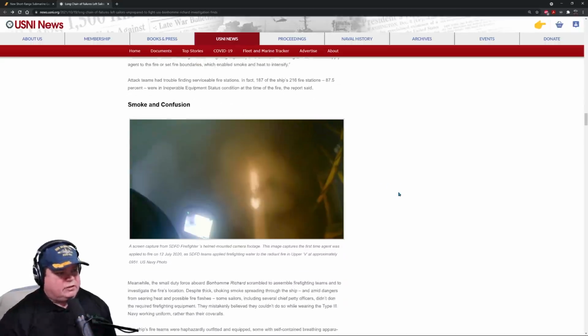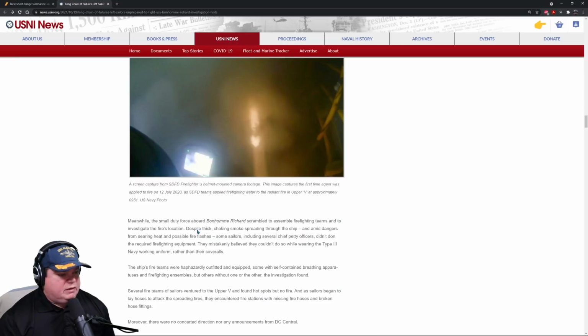Attack teams have trouble finding services, firefighting stations. In fact, 187 of the ship's 216 fire stations, 87.5%, were in inoperable equipment status condition at the time of the fire. Part of that was sabotage, but that's still a lot of fire stations down. Smoke and confusion. Meanwhile, the small duty force on board the BHR scrambled to assemble firefighting teams and to investigate the fire's location despite thick, choking smoke spreading throughout the ship.